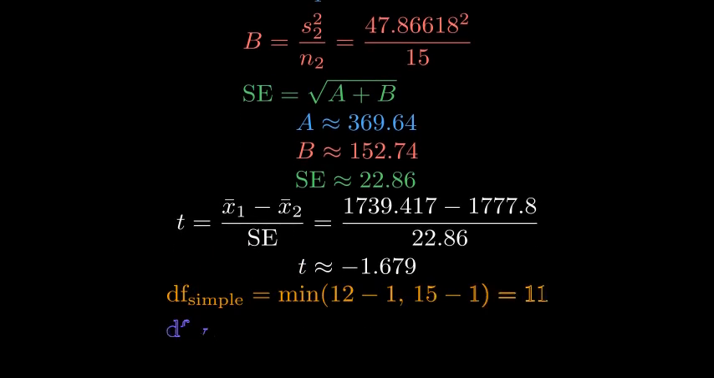Now, the degrees of freedom. The conservative option is the smaller of 11 and 14, which is 11. The Welch-Satterthwaite formula gives a more accurate value, which here is about 19.4. These degrees of freedom change the shape of the t-curve and the critical value.